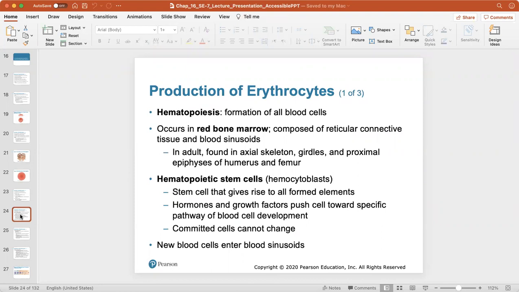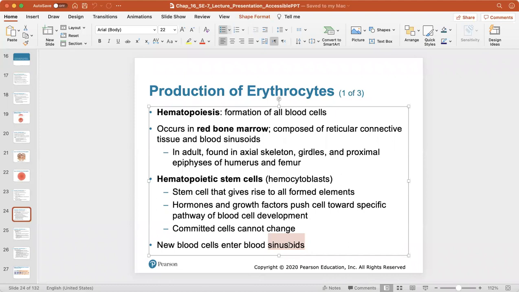Hematopoiesis is the formation of all blood cells. It occurs in the red bone marrow. Hematopoietic stem cells are stem cells that give rise to all formed cellular elements. And new blood cells enter the blood sinusoids, which are the structures that will take the blood.